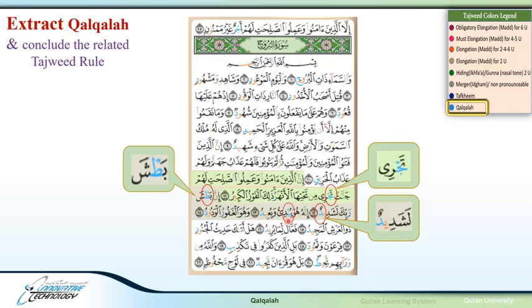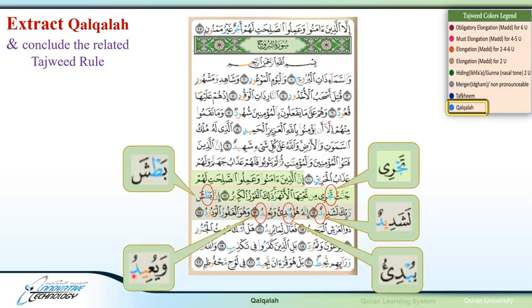Next is يبدئ. Yubdi'u is in the middle of the word. The ba is one of the Qutb Jad letters. The ba with sukun in the middle of a word, in the middle of a verse. So the hukum is little qalqalah, يبدئ. Next is يعيد. The dal here is at the end of a word, at the end of a verse, but it doesn't have a shadda, so it is intermediate qalqalah.